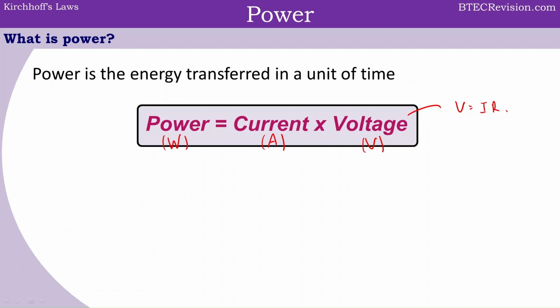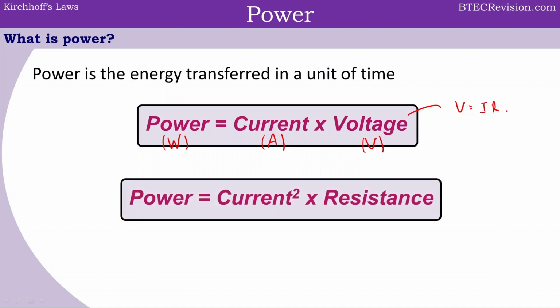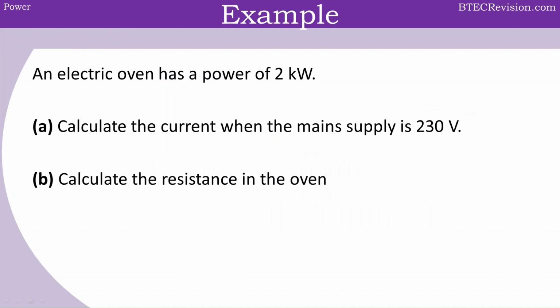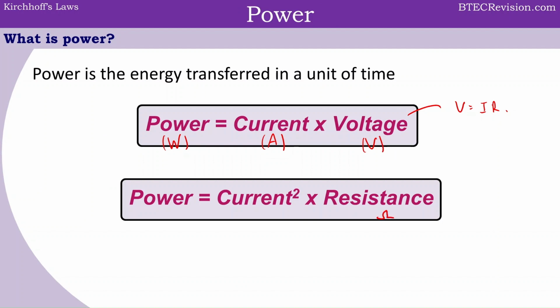So we can replace voltage with I and R, which gives us the second equation: power equals current squared times resistance. And if you remember, the unit for resistance is ohms. The unit for current here is amps, and since it's squared, we have to square that. And power is going to be watts again.